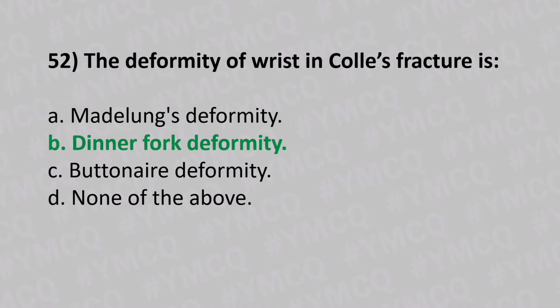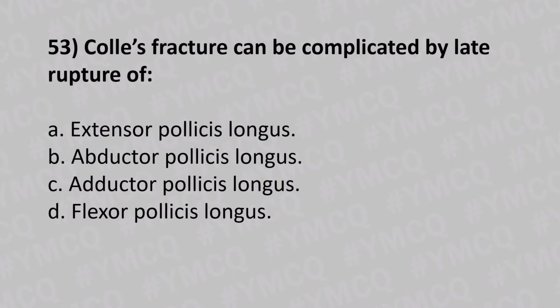Moving to our 53rd question. Colles fracture can be complicated by late rupture of option A, extensor pollicis longus. Option B, abductor pollicis longus. Option C, adductor pollicis longus. Option D, flexor pollicis longus. And the answer is option A, extensor pollicis longus.